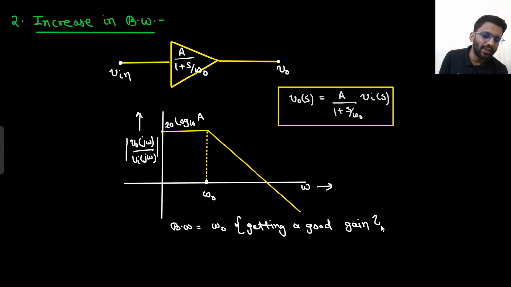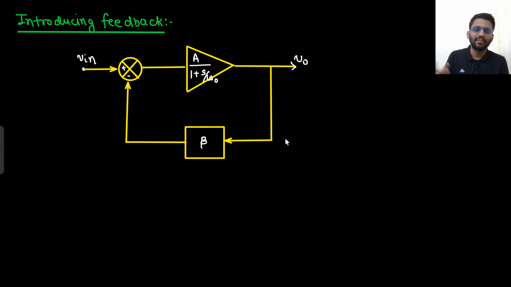Now you need to increase the bandwidth for getting the good gain, so that till this frequency I will get a good gain. So what you will do, you will connect it in negative feedback. So let's see how it is increasing your bandwidth. So this is the negative feedback.